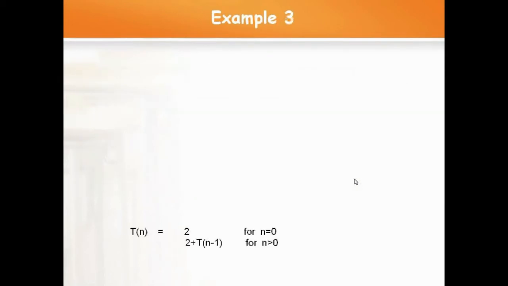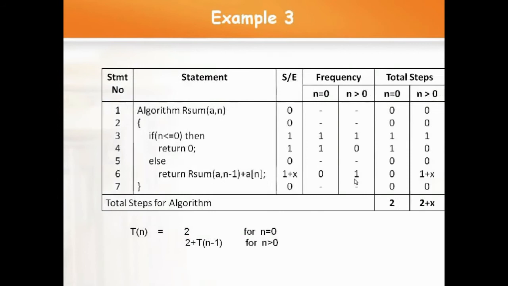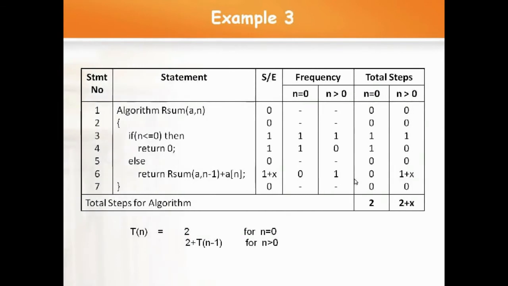Now, let us see how to calculate the time complexity for a recursive algorithm. If I consider recursive sum for n elements in an array, if there are no elements, then return 0. If there are more elements, you calculate a of n plus the recursive sum. The executable steps are: if n equal to 0, return 0, and return Rsum of a, n minus 1 plus a of n.